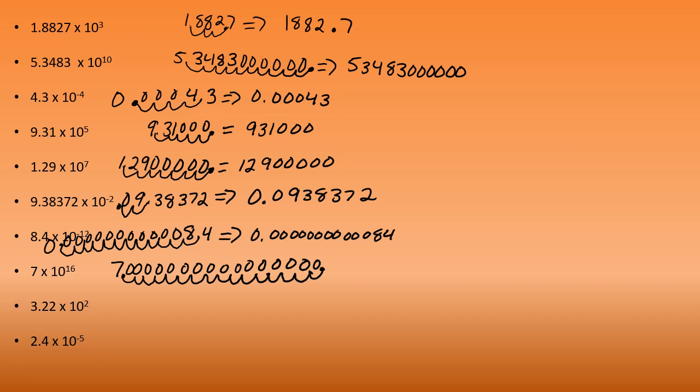The next example, 3.22 times 10 squared. We'll move our decimal place right in the positive direction, 2 spaces, giving us 322.